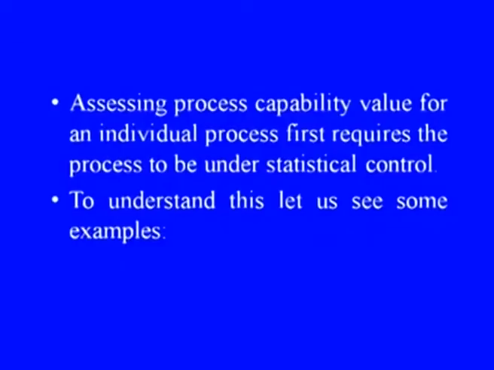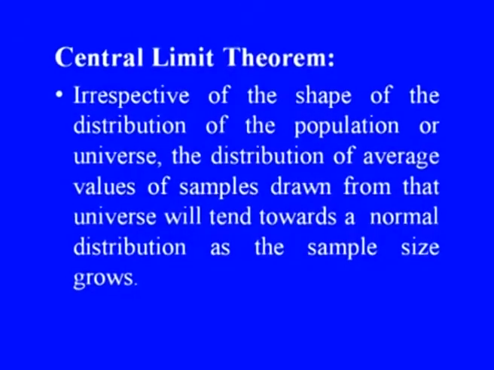Let us now see one more example on the process capability to understand the concept. Assessing process capability value for an individual process first requires the process to be under statistical control. To understand this, let us see some examples. A very important consideration in this is the central limit theorem, which governs most of the control schemes, or most of the control schemes use this theorem.